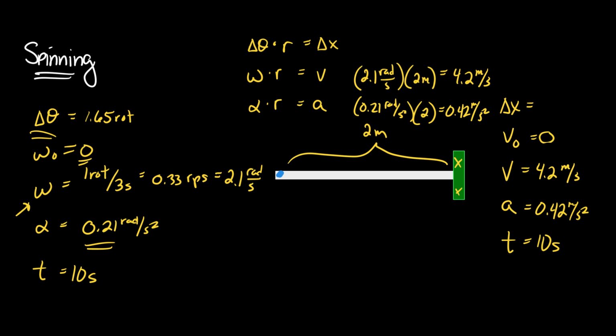Use delta theta? All right, let's find this in radians first. It's rotations, so I just multiply by 6.28, and that will give me the value in radians. So 1.65 times 6.28, and I get 10.36 radians. All right, it's in radians now. I can use the bridge. So 10.36 radians times 2 meters equals 20.72 meters.